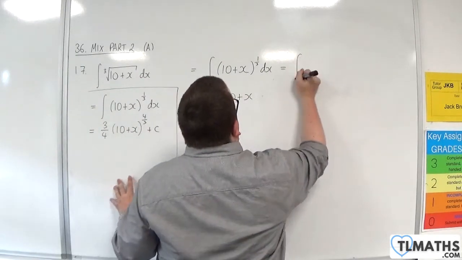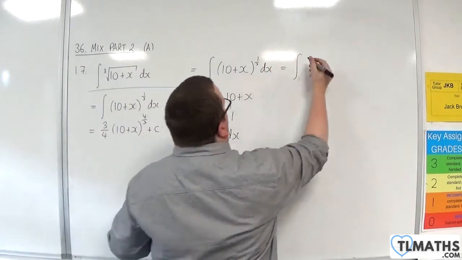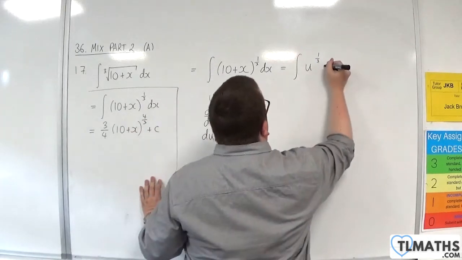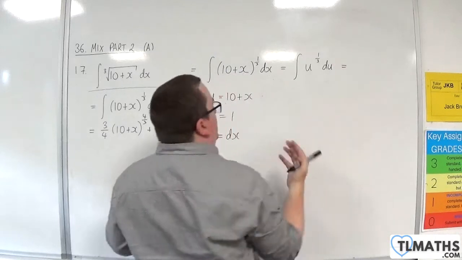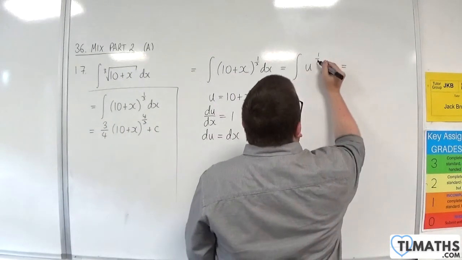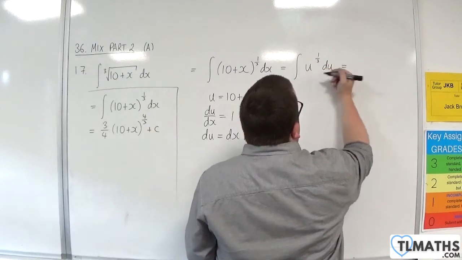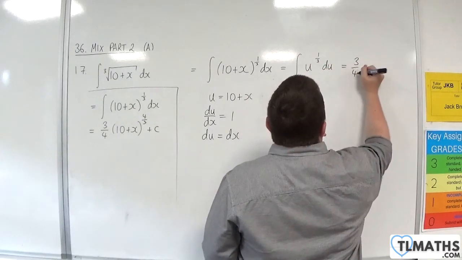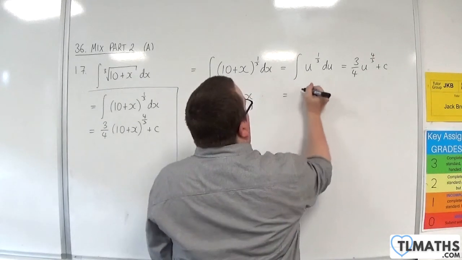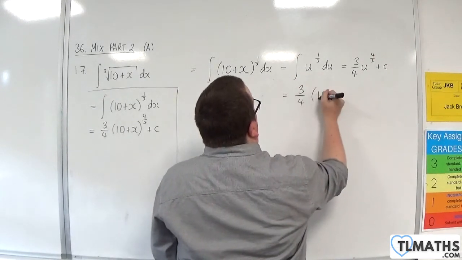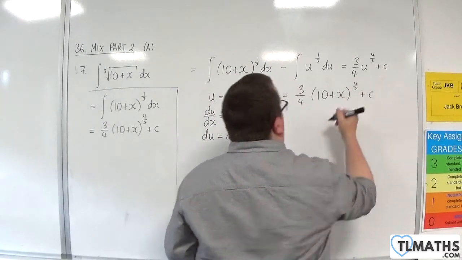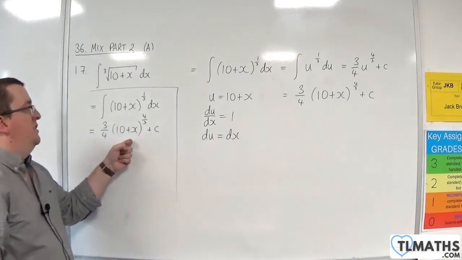So this will be equal to u to the 1/3. And the dx is replaced with du. Add 1 to the power, divide by the new power. So 4/3, divided by 4/3 is the same as multiplying by 3/4. U to the 4/3 plus c. And so we get 3/4 10 plus x to the 4/3 plus c, which is precisely what we got there.